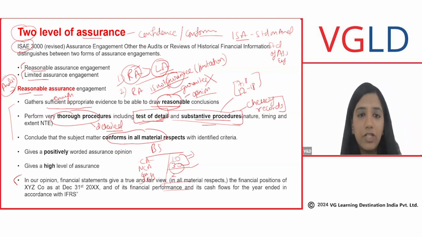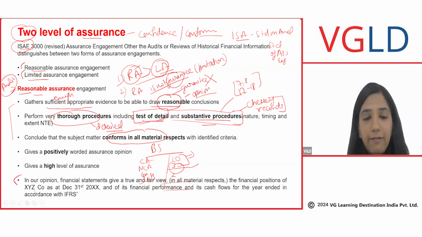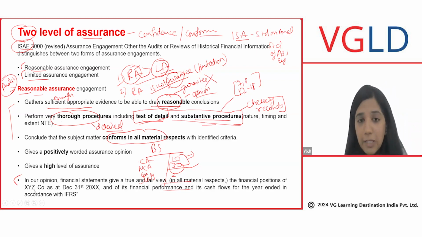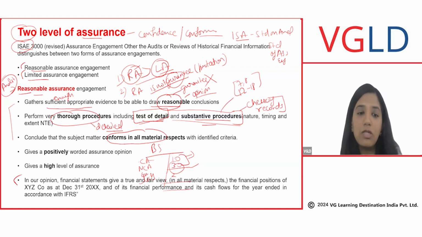You have to build professional relationships also. So you have to be firm, but you have to be polite. Give a high level of assurance as per you. The kind of opinion that you are giving, it is your responsibility that it should be of value to the users of your reports. So it should have a high level of assurance.